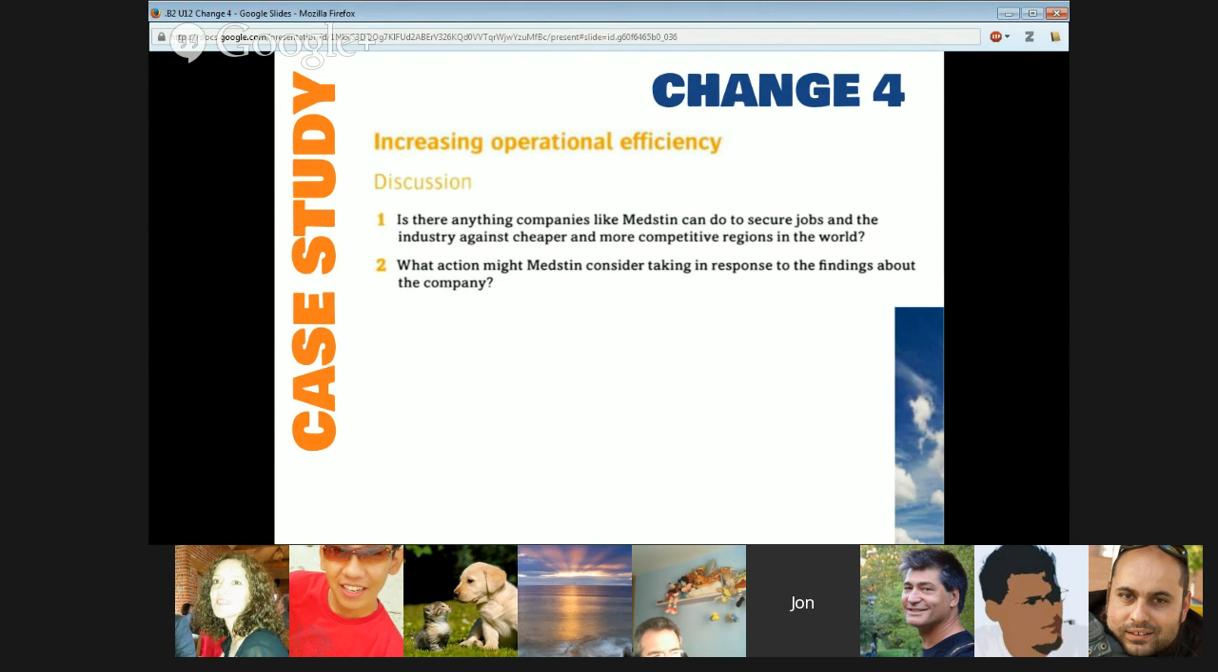Okay, we're going to finish class by just discussing the problem. In the next class tomorrow, we're going to have a meeting and we're going to solve the problem. But let's discuss the problem. Increasing operational efficiency. We've seen some of the problems. Let's start to talk about what we can do to fix it.